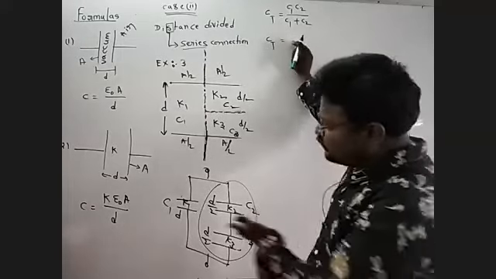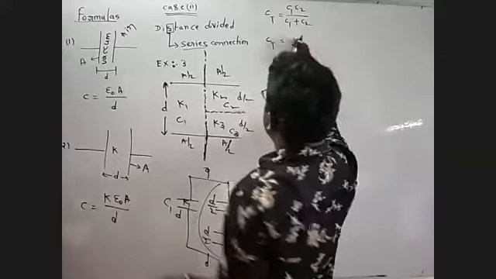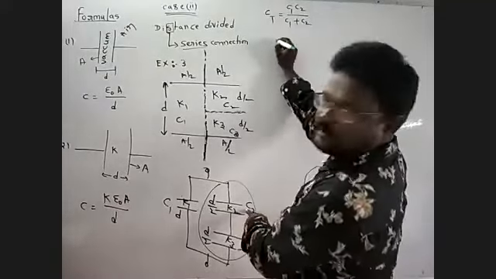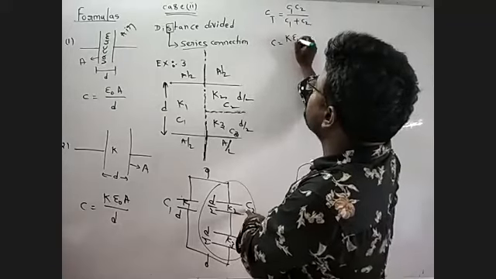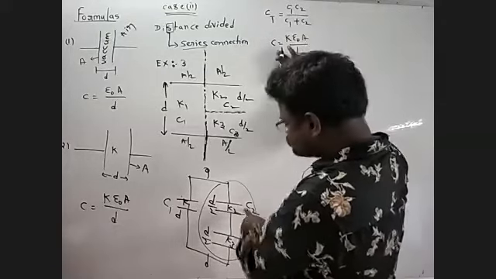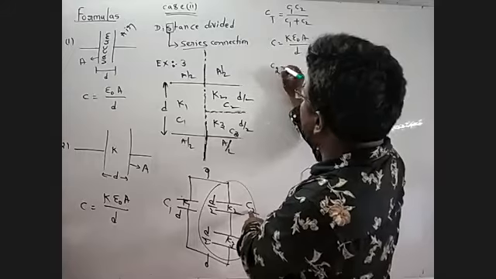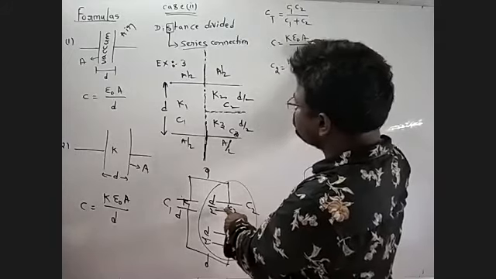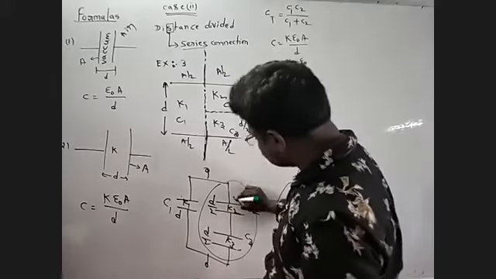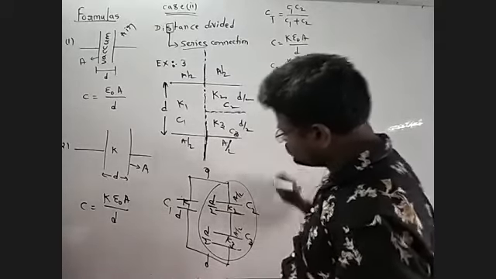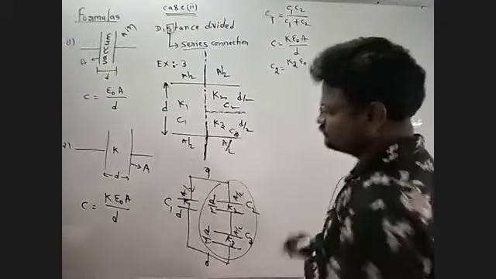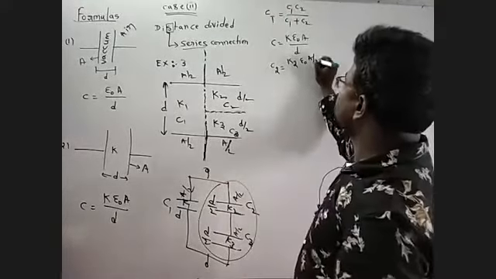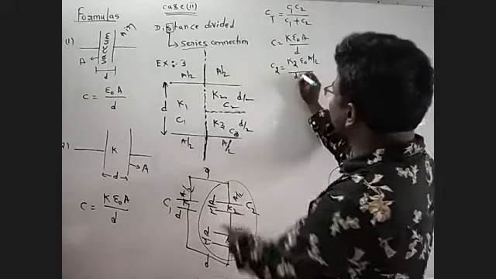Now, what is the general formula? C is equal to K epsilon naught A by D. K means dielectric slab, epsilon naught, A is the cross section area. So what is the cross section area for this one? This is A by 2. For this one also A by 2. This is also A by 2. Combined, both are A. So the area is A by 2, and the distance between the two plates is D by 2.